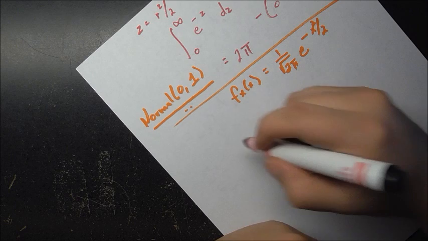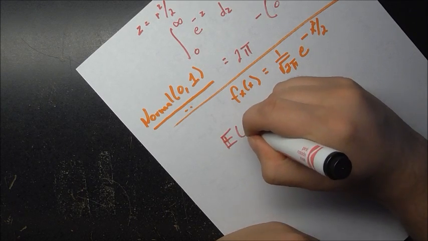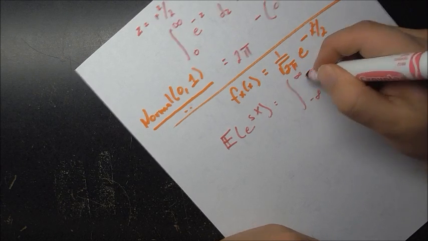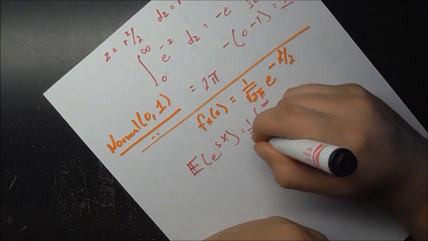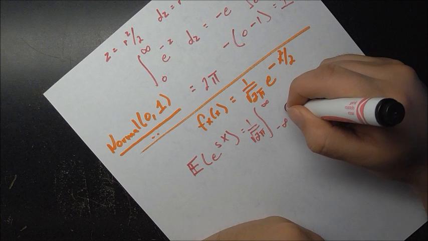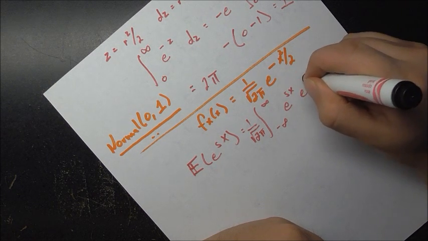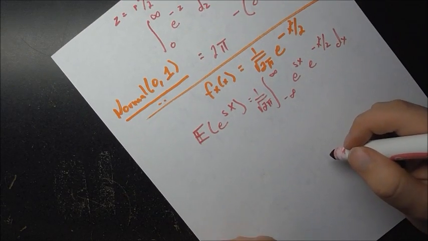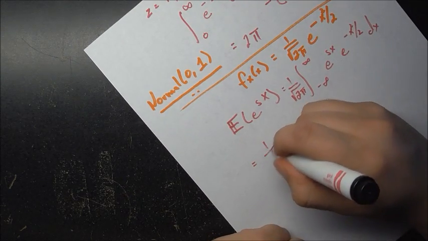How do we do that? Remember, it's the expected value of e to the sx. So doing that, it's going to be the integral from minus infinity to infinity. Let's take the 1 over rad 2 pi out. We need to put e to the sx, e to the negative x squared over 2 dx. So all we have to do is some creative factoring here, and then it kind of solves itself.